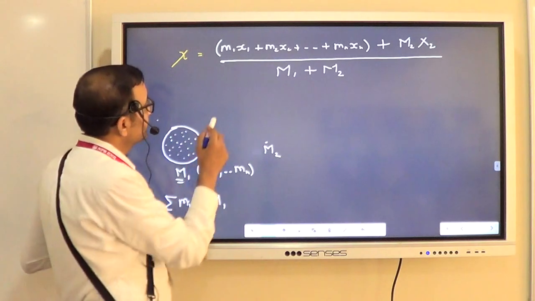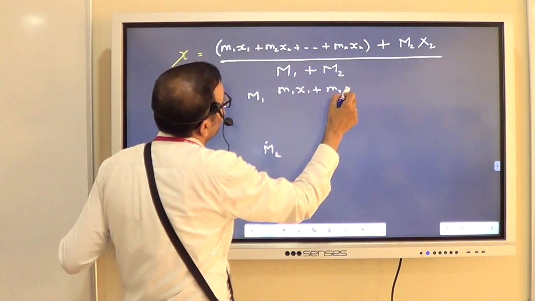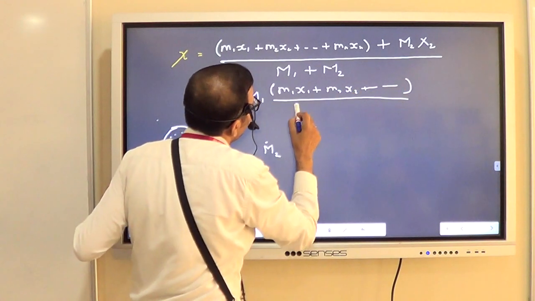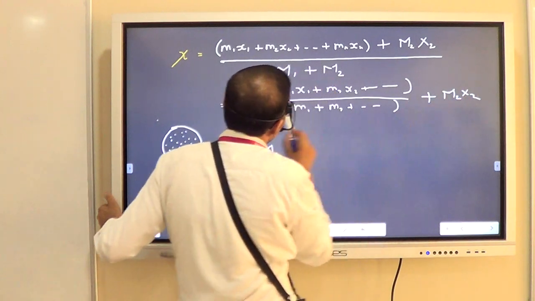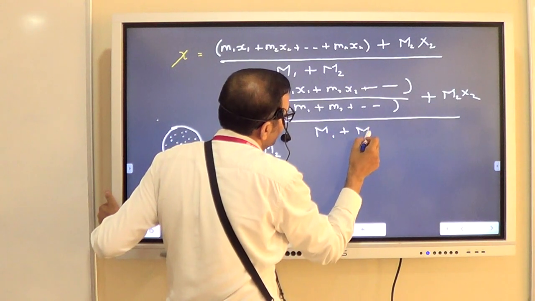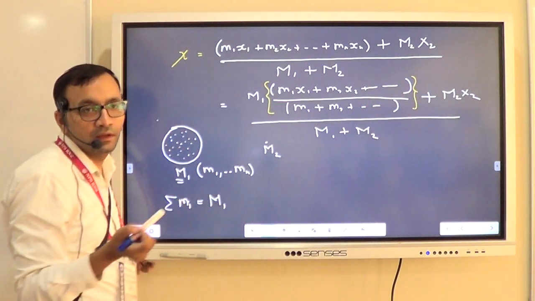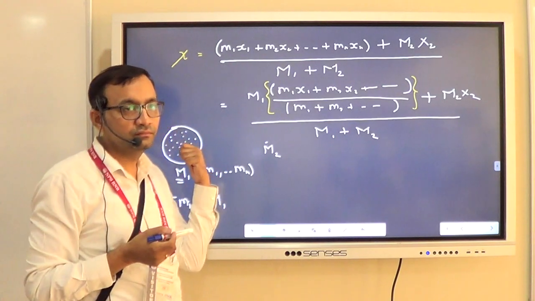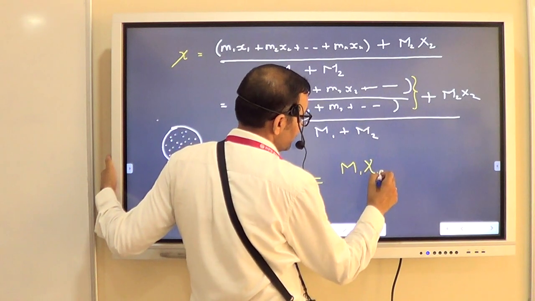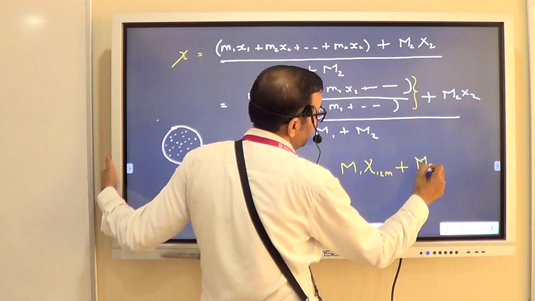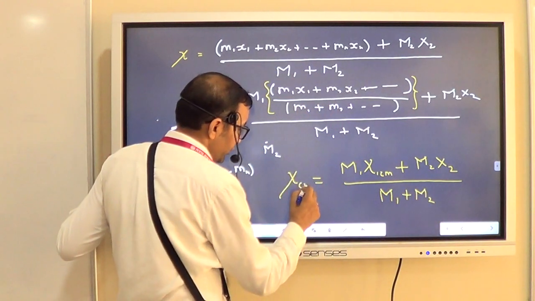Getting it? Now see what I am doing. I am multiplying and dividing by M1 in the numerator. So M1 X1, M2 X2 and so on divided by M1 plus M2, plus M2 X2 divided by M1 plus M2. Now tell me, what is the first term in the numerator? This is what? This is the center of mass of the M1. Yes or no? Right? So the formula gets modified to this. M1 into center of mass of M1's location plus M2 into X2 divided by M1 plus M2. This will be total center of mass.